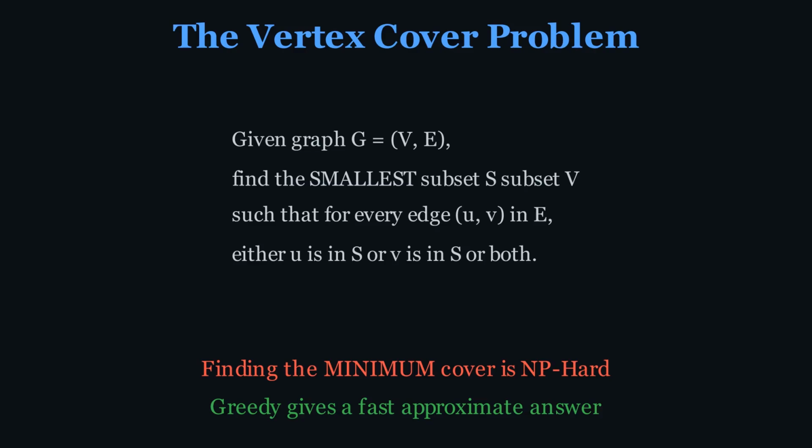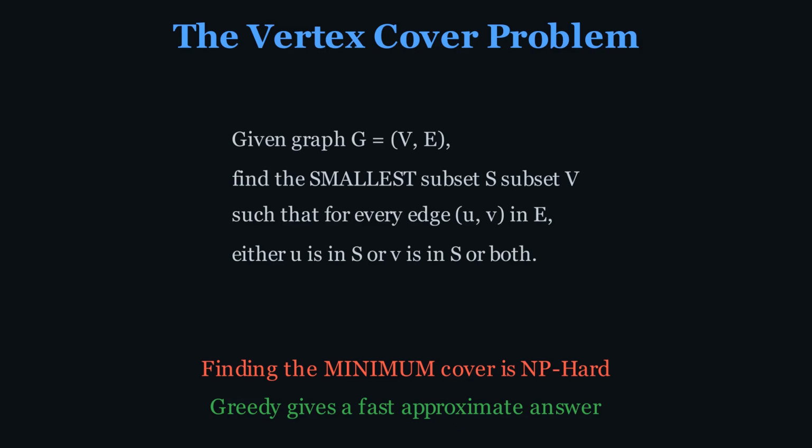Now let us sharpen the problem statement. We are not looking for just any cover. We want the minimum vertex cover, meaning the smallest valid set of vertices that still touches every edge. That optimization target makes the problem difficult.